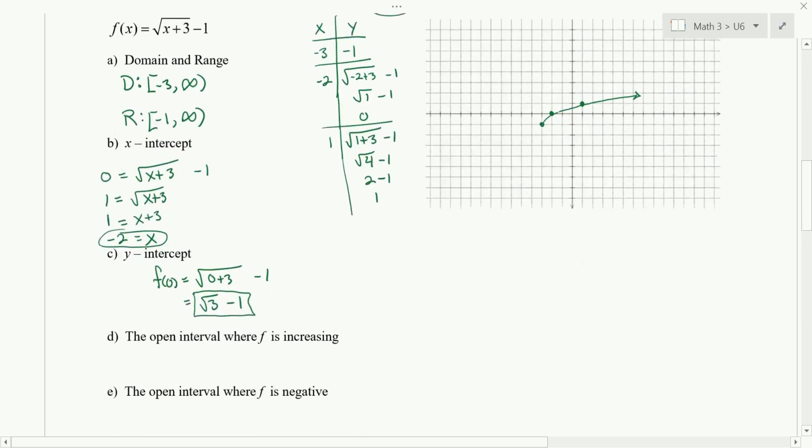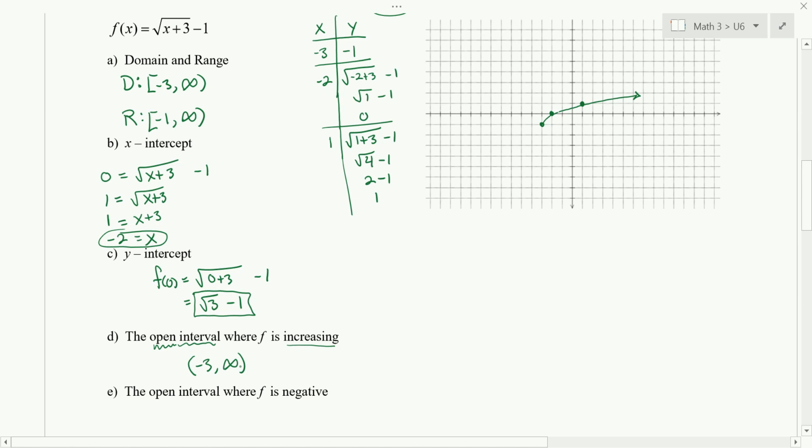Part D is asking for the open interval. Remember, open interval, that word open means we're only going to use parentheses, where f is increasing. And increasing means as we move from left to right, it's growing, right? So this whole thing is increasing over its domain, and so I'm just going to repeat the domain, but only with parentheses, so -3 to infinity.